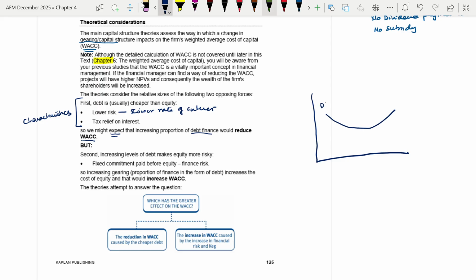Here the debt is 0. Okay, that debt is 0. The equity is 100. Here the debt is 100. Equity is 0. You will not get anything free of cost. You have to pay a down payment. Okay, we have to pay a down payment.